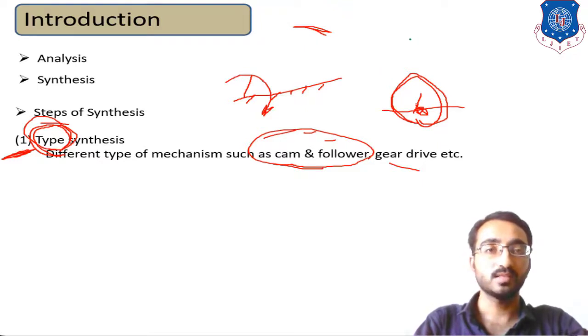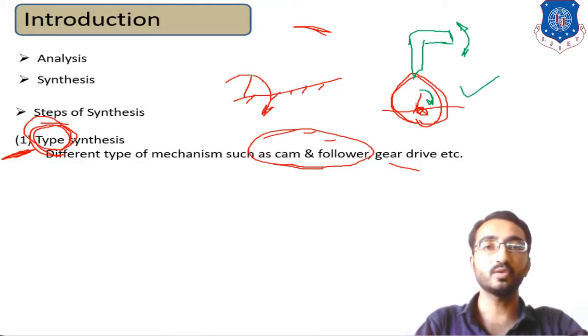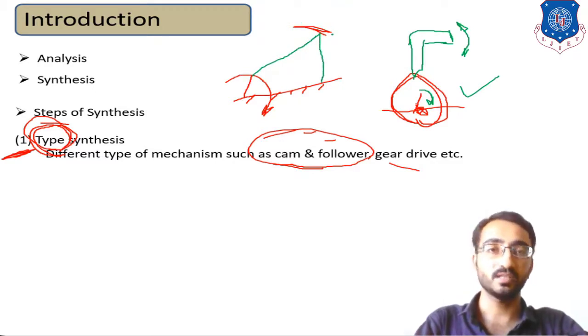Now with respect to this arrangement, if you are keeping one follower over here, this follower is made up in this shape. Okay, so now what will happen over here? When you rotate this cam, it will produce oscillatory motion of this follower. So either you can use this mechanism, or you can even use a 4-bar chain mechanism, where you are giving input to one link and receiving oscillation of this lever. So this is how type synthesis works.